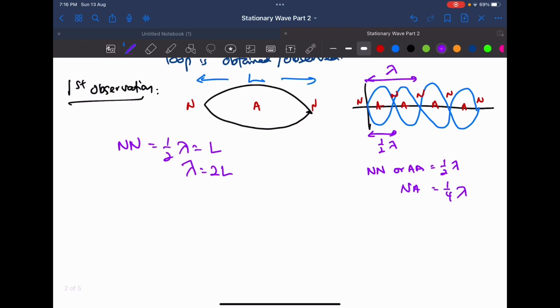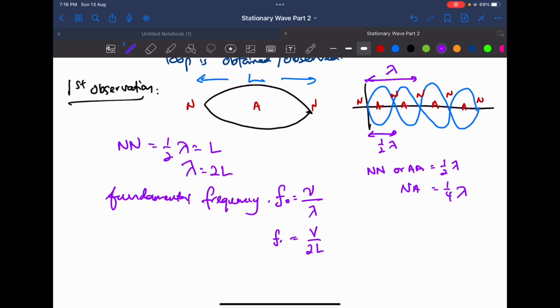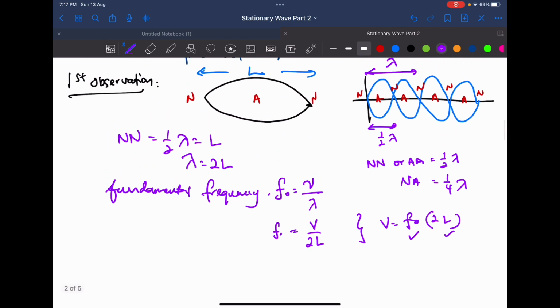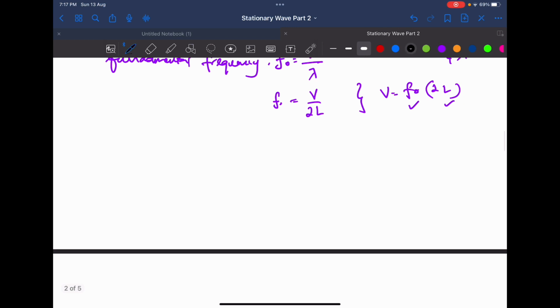So the fundamental frequency, because this is the first frequency that this particular wave is observed, will be V over lambda, so V over 2L. So we can also use it to determine the speed of the wave on the string. V equals to F naught 2L, right? So all this can be measured, this can be obtained from the signal generator, therefore the speed can be determined, right?